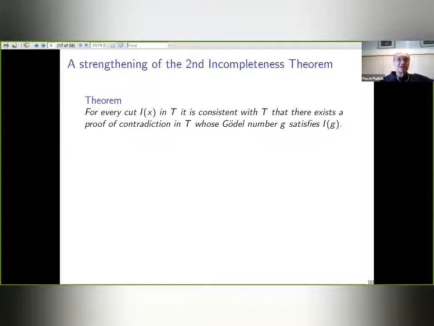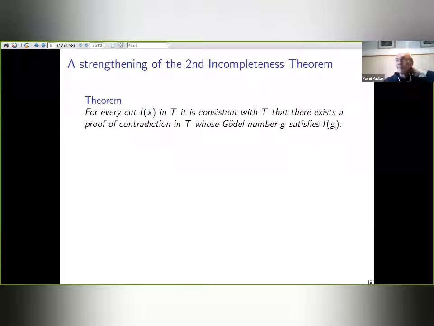So here is a strengthening of the second incompleteness theorem. The incompleteness theorem says that it is consistent to assume that there is a contradiction in T, that it's consistent with T that there is a proof of contradiction. But the theorem says that we can even assume that the contradiction is small in the sense that whenever we have a cut I, then the contradiction is so small that it's in the cut I. Now we have seen that we may construct various cuts, and it's consistent with any of these cuts that the contradiction is in them.